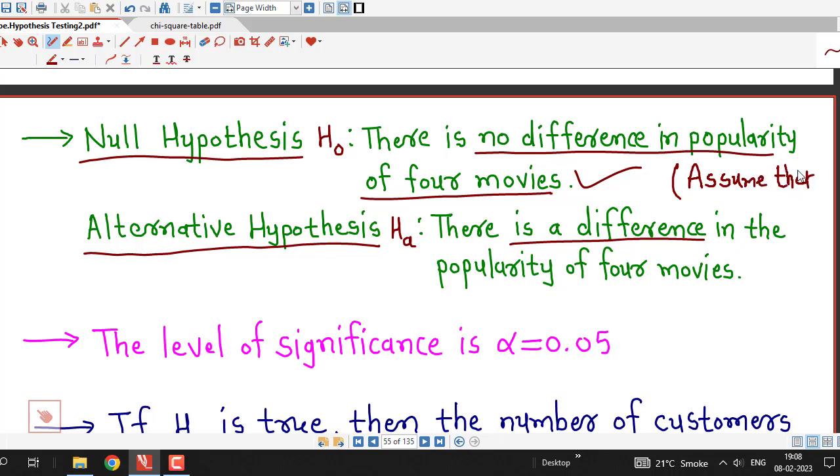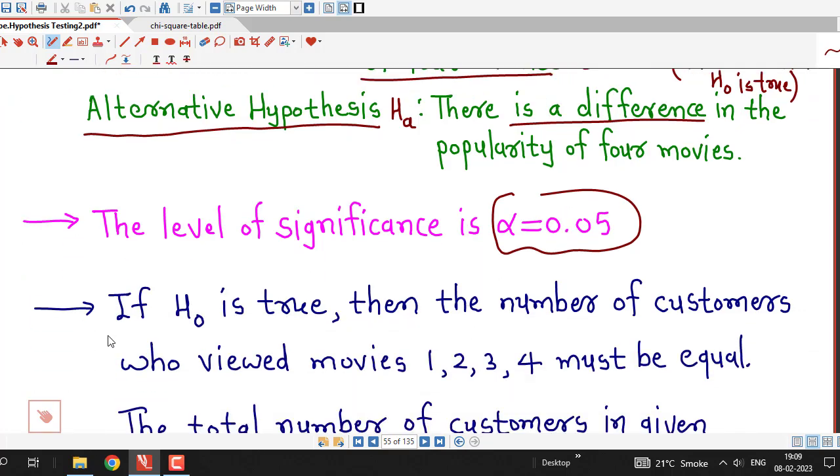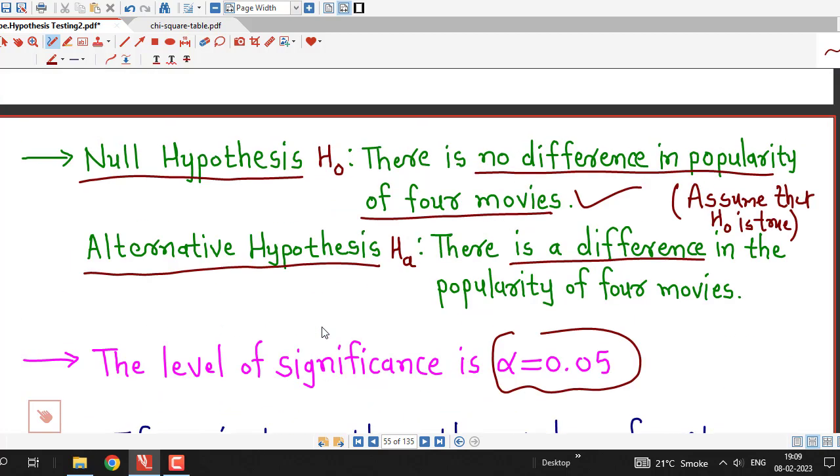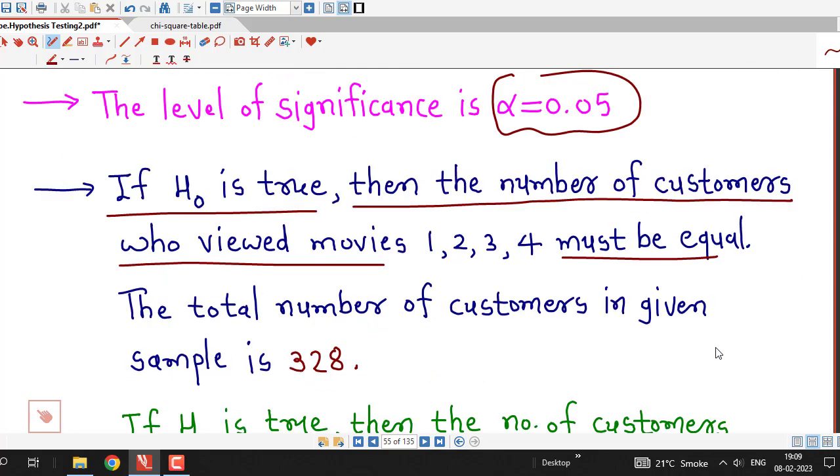Whenever we are applying hypothesis testing, we are testing the null hypothesis. So we start by assuming that the null hypothesis is true, and then we test that assumption, and the level of significance given here is 0.05. Now if the null hypothesis is true, that is if there is no difference in the popularity of 4 movies, then the number of customers who viewed movies 1, 2, 3, 4 must be equal, and the total number of customers in the given sample is 328.